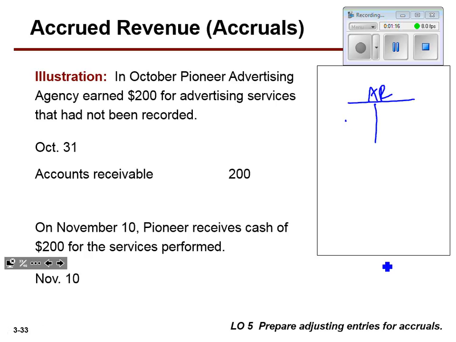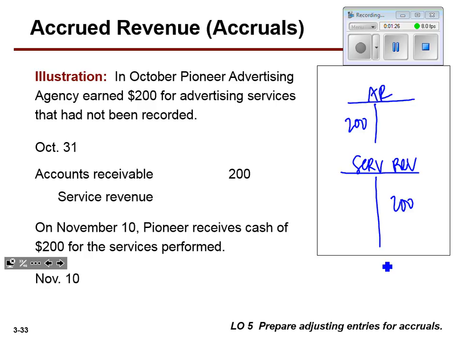AR debit and a service revenue credit. And you might say, why? That's not any different than we've learned before. I guess I didn't realize it was an adjusting entry. Yeah, that looks just like entries we've done in the past. Would you agree? It's just that it's an adjusting entry because it's happening at the end of the month.